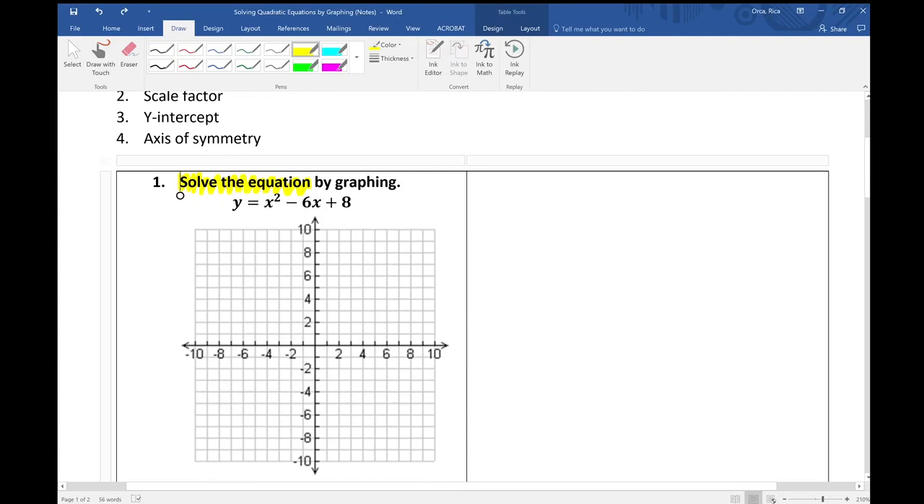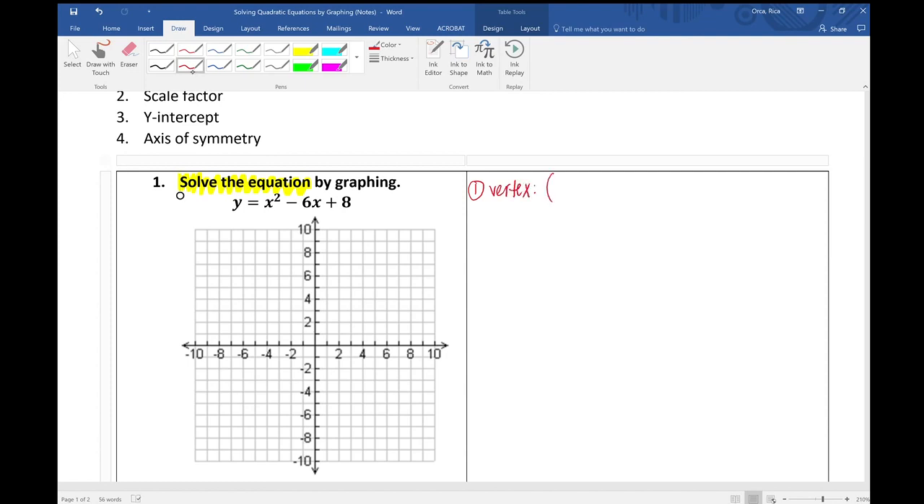Solve the equation by graphing. y equals x squared minus 6x plus 8. The solutions of the equation are going to be our x values. And to find our x values, we need to graph the problem and figure out what our x-intercepts are. So let's go ahead and graph this. Let's start off by finding the vertex.